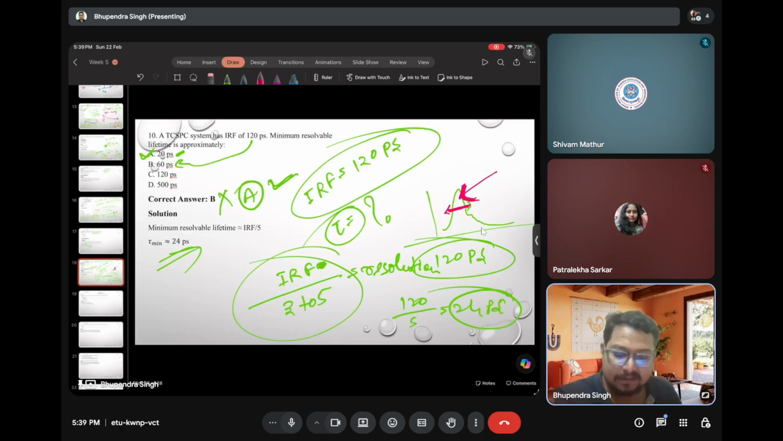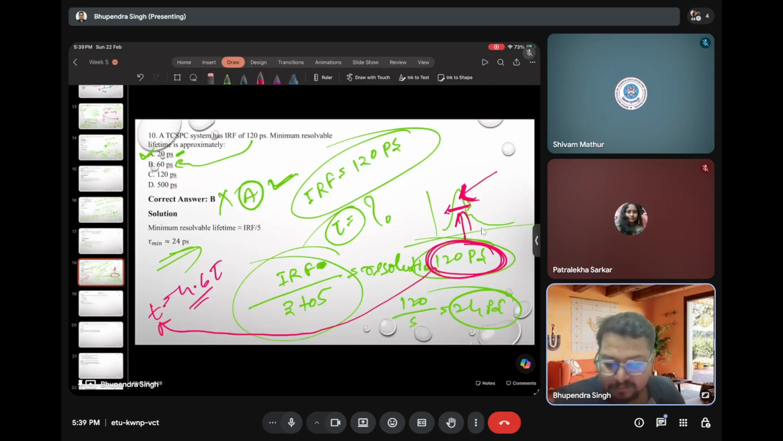So that is why the time window is just like this, and you are getting this from the full width half maximum. If this is your time window, you can figure it out: T divided by 4.5 or 5, then you calculate the lifetime. So lifetime means the minimum resolution of this IRF of the TCS system, having an IRF of 120 picosecond.